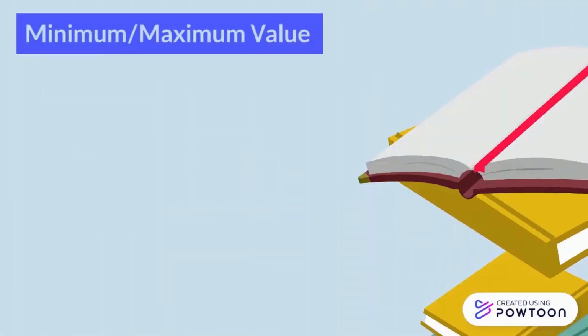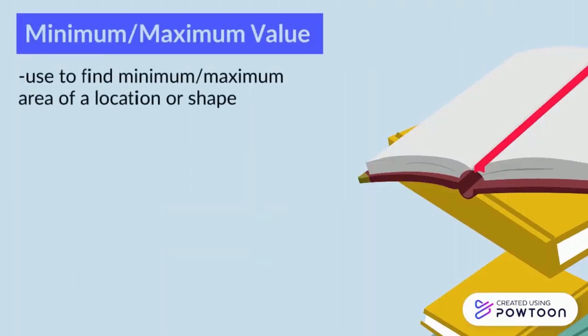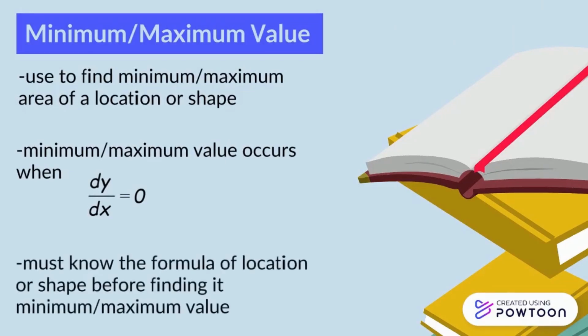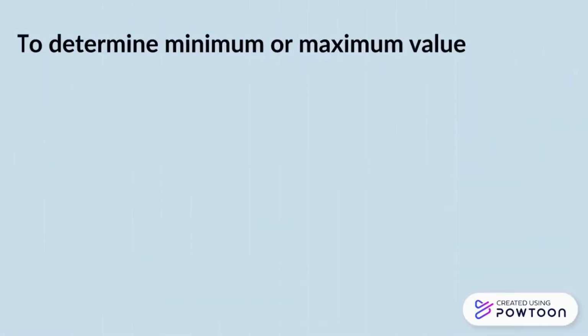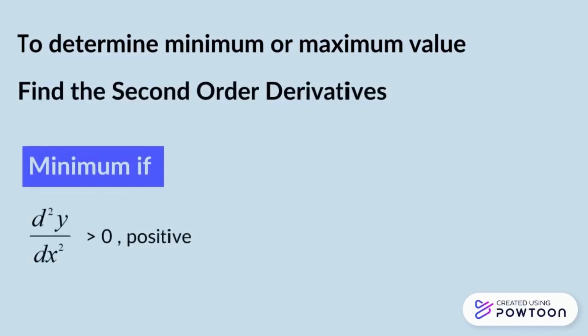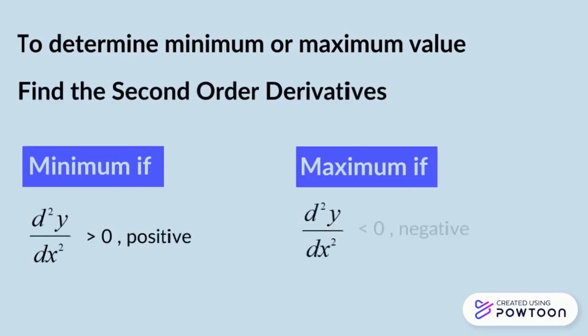Minimum or maximum value is used to find minimum or maximum area of a location or shape and occurs when dy over dx equal to 0. We must know the formula of the location or shape before finding its minimum or maximum value. To determine minimum or maximum value, we must find the second order derivative first. The value is minimum if the second order derivative is positive and maximum if the second order derivative is negative.